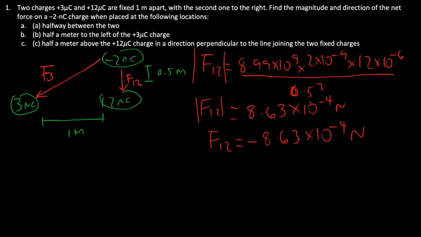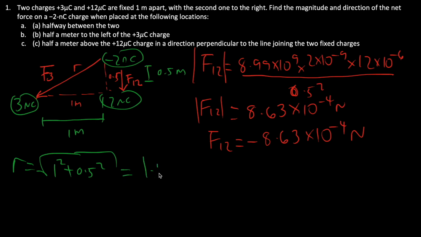So this is F12. And now you can calculate F3 first. Here has a distance of 0.5 meter, and here has a distance of 1 meter. So let me write this down: 0.5 meters, 1 meter. So you can calculate the value of R here. R is going to be equal to the square root of 1 plus 0.5 squared, which is approximately equal to 1.11.